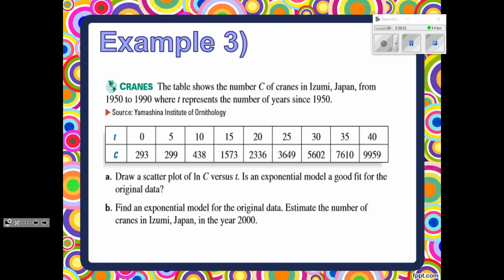The question is okay, so does that mean I need to type in 1950, 1955? If you'd rather do it in years and that makes more sense for you, that would be fine. But if you're going to use it as this table is 0, 5, 10, this would be 15, 20, 25, 30, 35, 40 years from 1950 is 1990. So you can just use 50 to be 2000 because that's what it is.